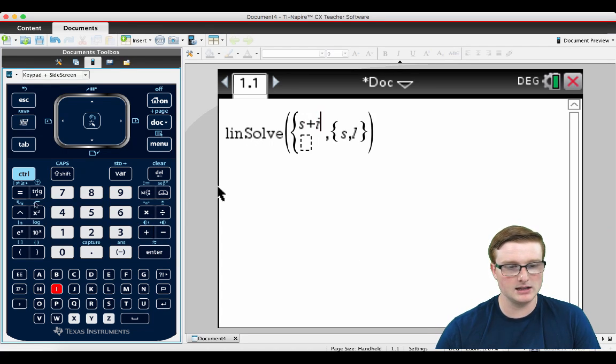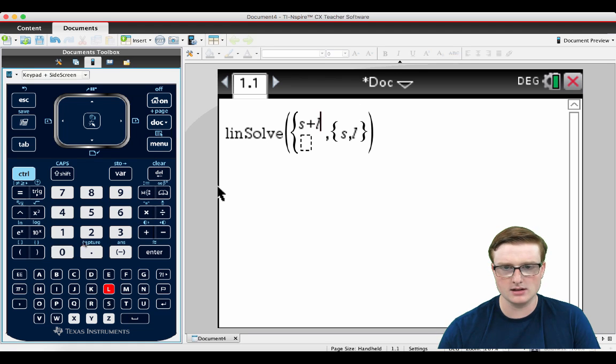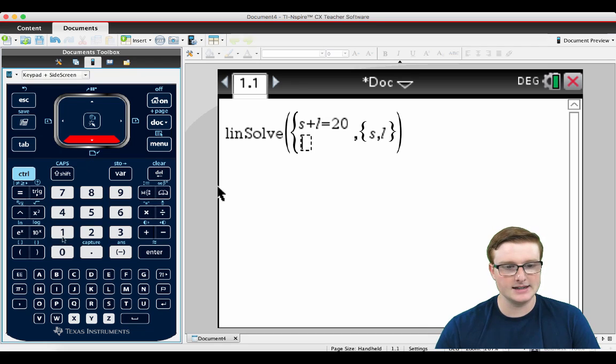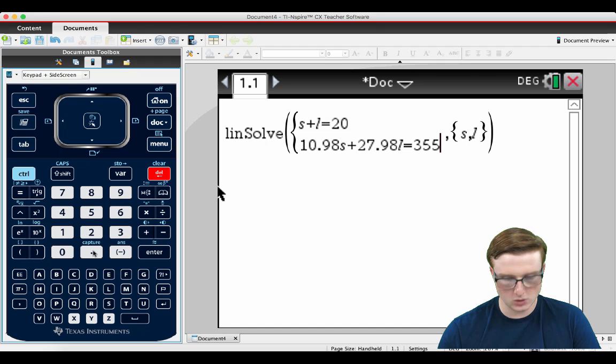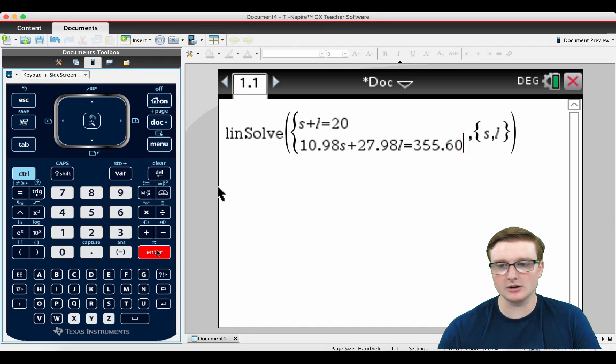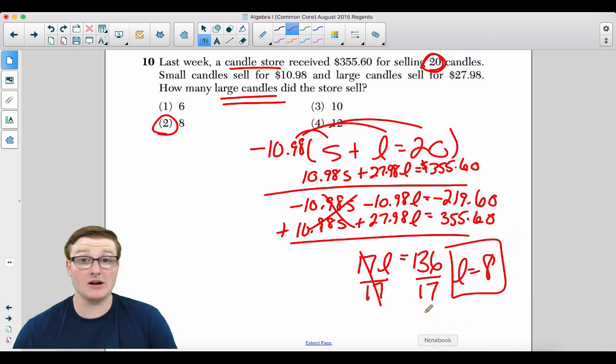S plus L equals 20, and then 10.98S plus 27.98L, and set that equal to 355.60, and you enter. So they sold 12 small candles and 8 large candles. So that's how you get that answer in the calculator.